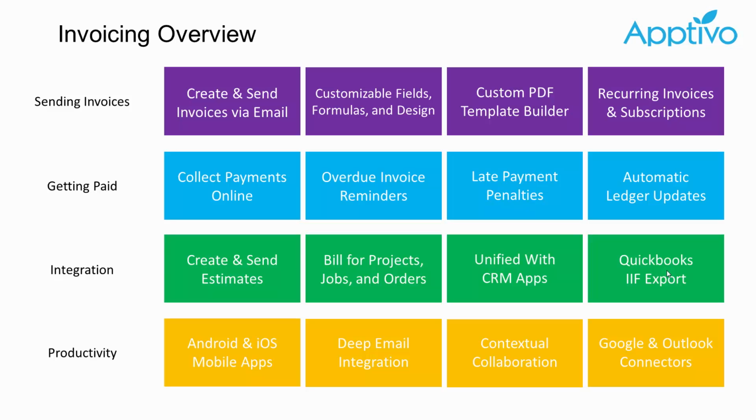We're going to dive into the detail here, but when it comes to breaking down what you're going to be doing in invoices, we've got 4 high-level categories: you can send invoices out, you can get paid and track the payments, you can integrate outward, and you have general productivity tools. So when we look at this, we're able to send invoices out from the system.